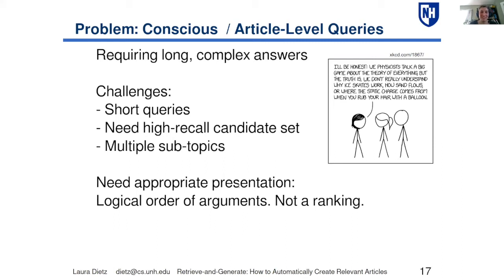So clearly there's some cleanup that we need, and also ordering of logical arguments within each of these subsections and so on. On the whole, what we would need is not a ranking. We need to know what's relevant, but ultimately we want a different presentation for the user.